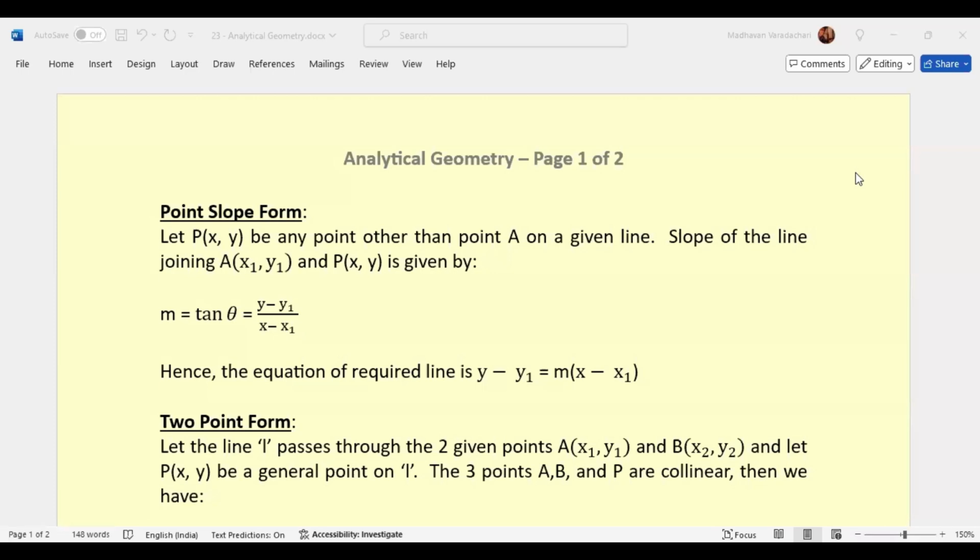In continuation to our topic analytical geometry, in this you will understand about various forms of straight line equations. First one, point slope form.